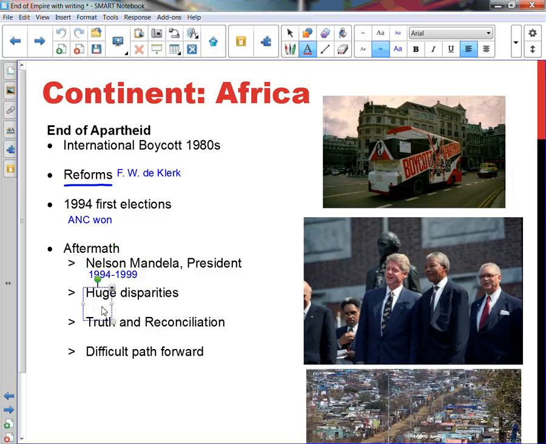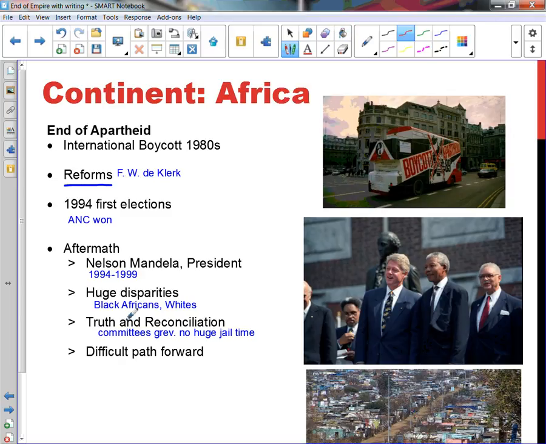But this victory did not end the huge disparities that existed in South Africa between Black Africans and whites. And as part of this, an attempt was made through Truth and Reconciliation committees, which were basically chances for people to air their grievances without jail time attached to them for the most part, just to get some of this out there. And the reason this was important was because there was so much hatred between these different groups. But even though they had these Truth and Reconciliation committees, and there are attempts to make things more equitable, there's still a very difficult path for South Africa moving forward. And there are huge economic disparities.